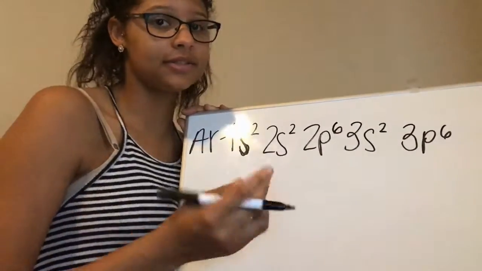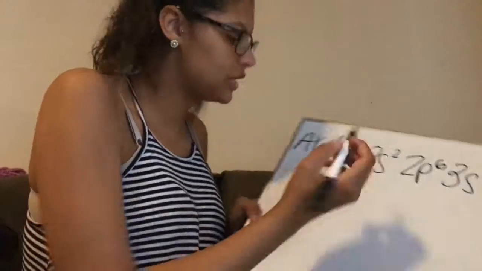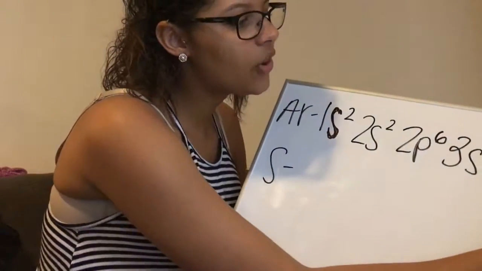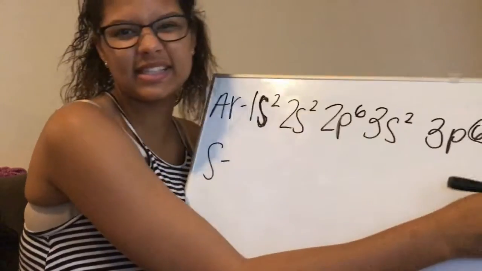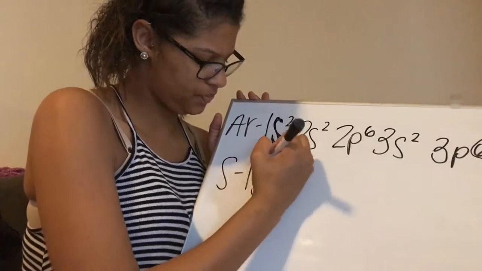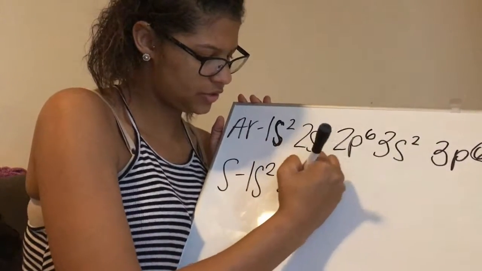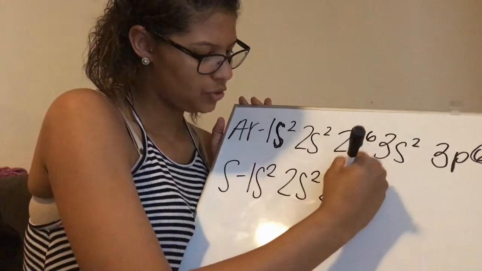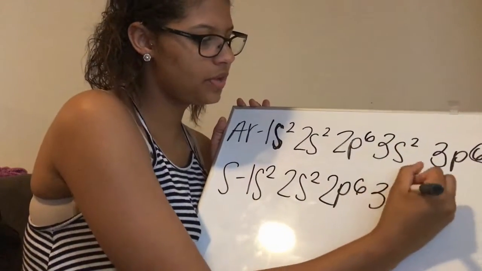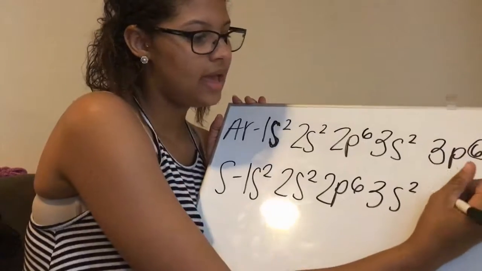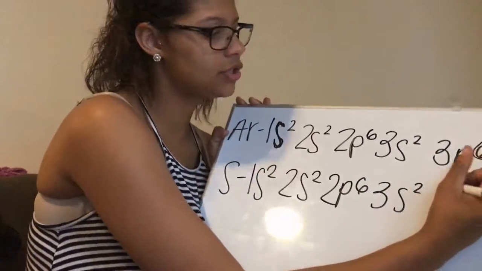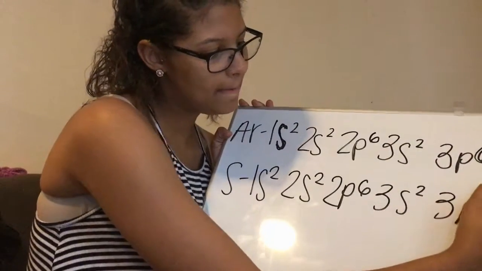This is argon's. We're going to try sulfur. Now, sulfur doesn't quite fill this 6 in, right? So, let's try. 1s2, 2s2, 2p6, 3s2, and sulfur would be the 4th element. So we're doing 3p4.